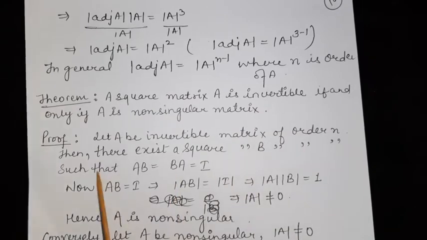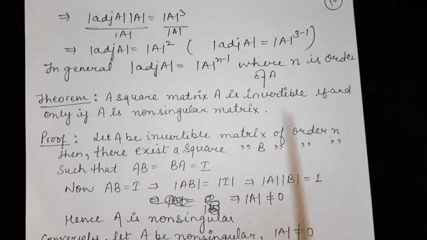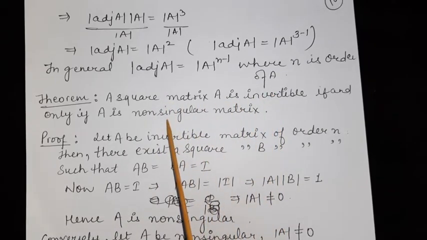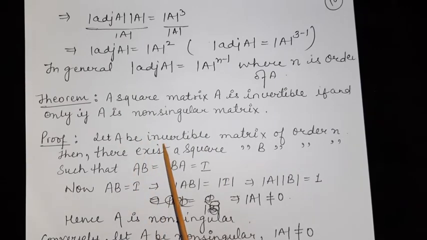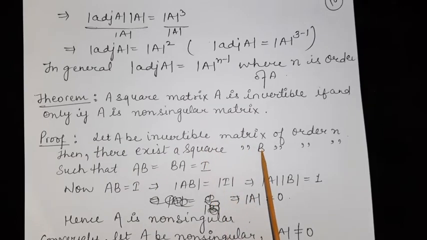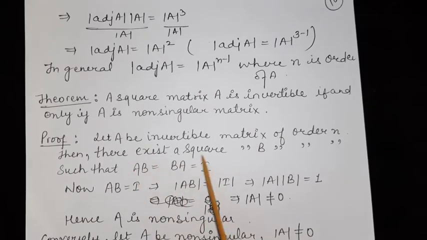So let's see the first part. Let A be an invertible matrix of order n. So now we are assuming that A is invertible, and we will prove that A will be non-singular. If we know that A is an invertible matrix, so by its definition we know that there will exist a square matrix B such that AB equals BA equals identity. This is basically from the definition of inverse.